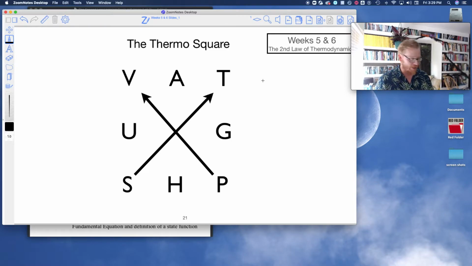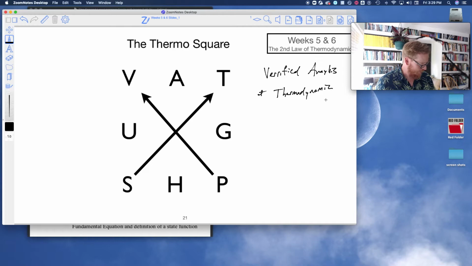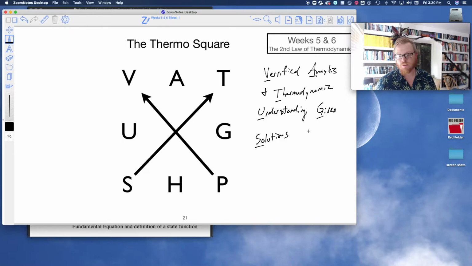My thermo instructor from grad school taught us to remember it by: verified analysis of thermodynamic understanding gives solutions to hard problems.